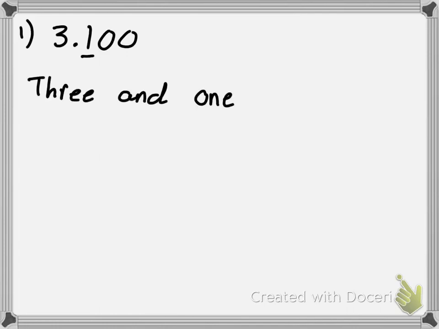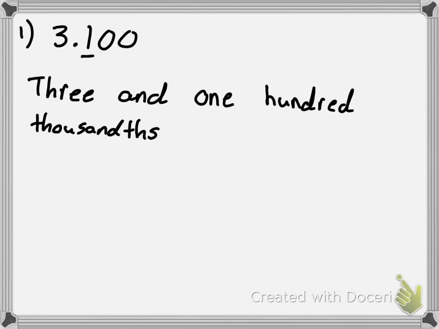All right, let's take a look in your practice book. Number 1 says to write the word form of each number and tell the value of the underlined digit. So here we have 3 and 100 thousandths. Let's write that out in words. 3 and 100 thousandths. And then it says tell the value of the underlined digit. Well, the 1 is underlined, so we know it's going to be 1. And then you got to tell me what place it is in, and that is the tenths. So it is worth 1/10.